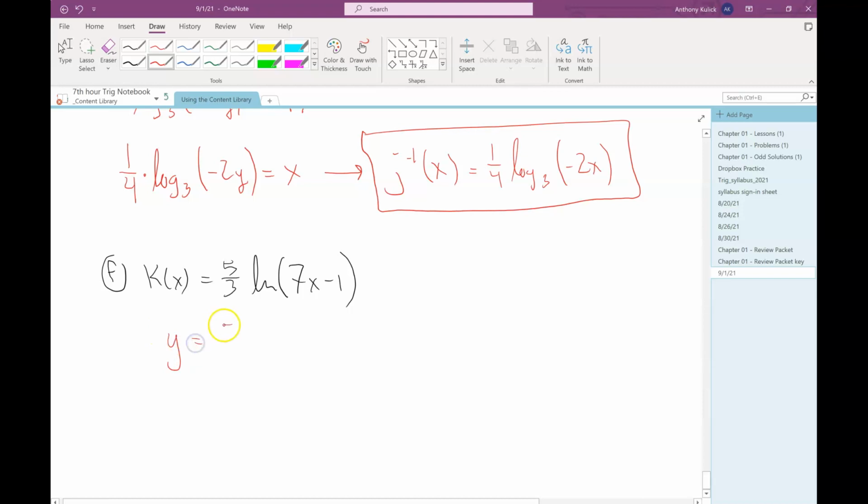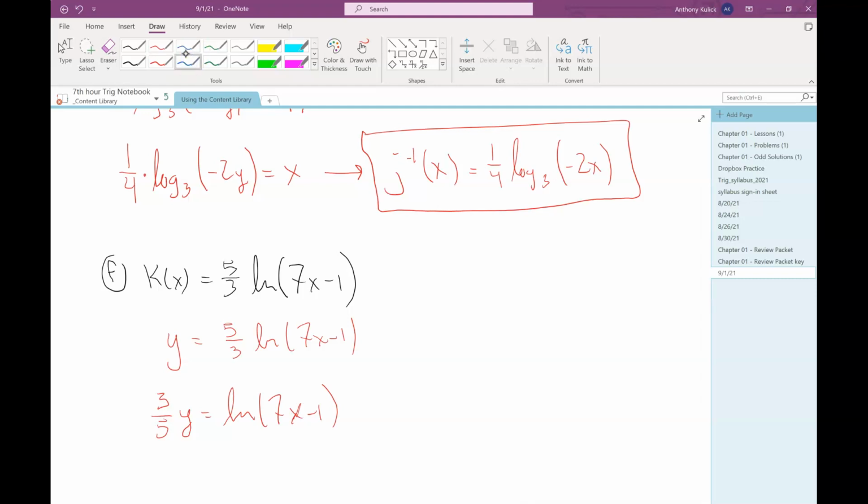Okay, but before we get into any of that, what do we start by doing? Y equals. And then what should I do next to start getting the x by itself? Multiply by the reciprocal. Good. Multiply both sides by the reciprocal. Very good. Then what do I need to do? Yeah, so I need to use an exponent base to cancel out my logarithm.